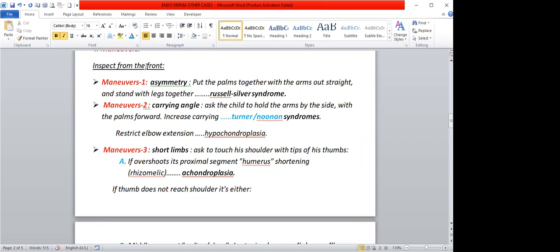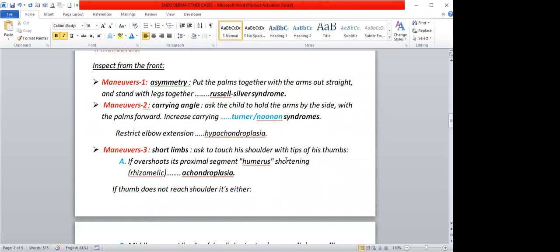At the same time, from the front, we can observe the carrying angle also. We need to ask the child to hold the arm by the side with the palm forward, and observe the carrying angle. Where the carrying angle is increased, that is Turner syndrome, or sometimes Noonan also. Some restriction of the elbow joint is sometimes present with achondroplasia because of contracture. They are very common in skeletal dysplasia also.